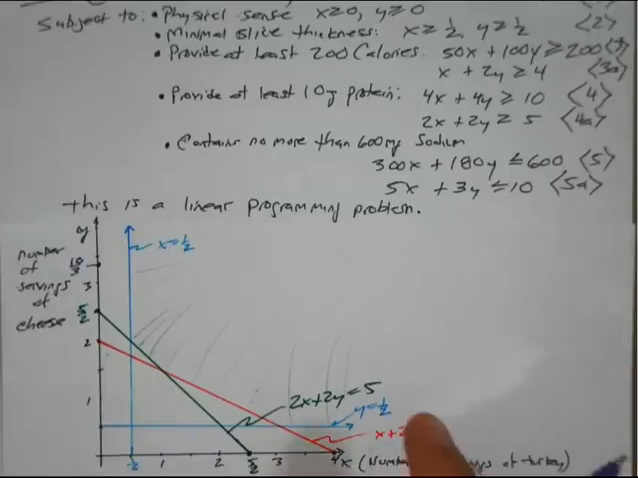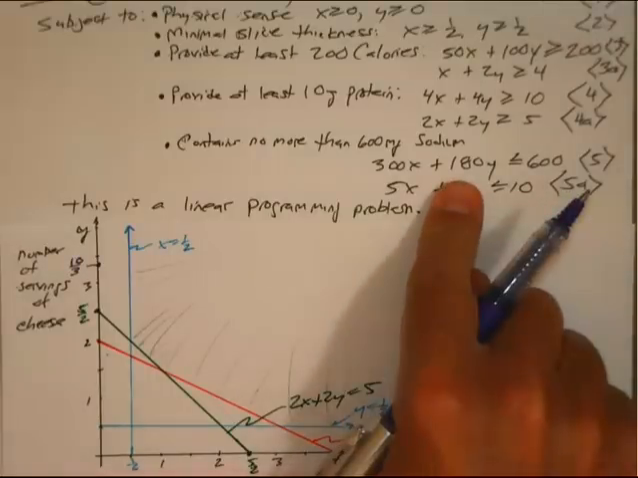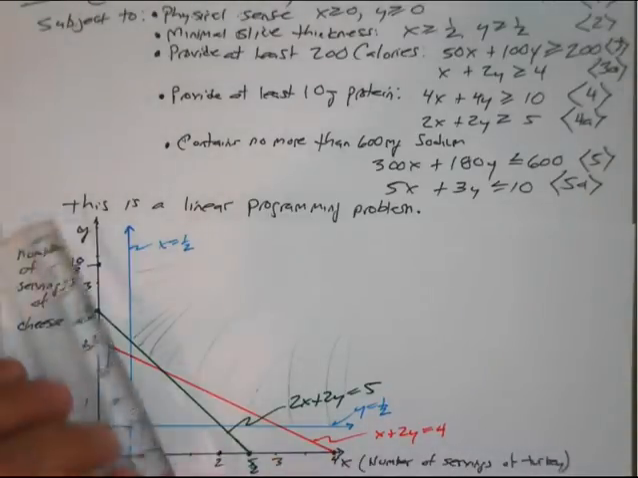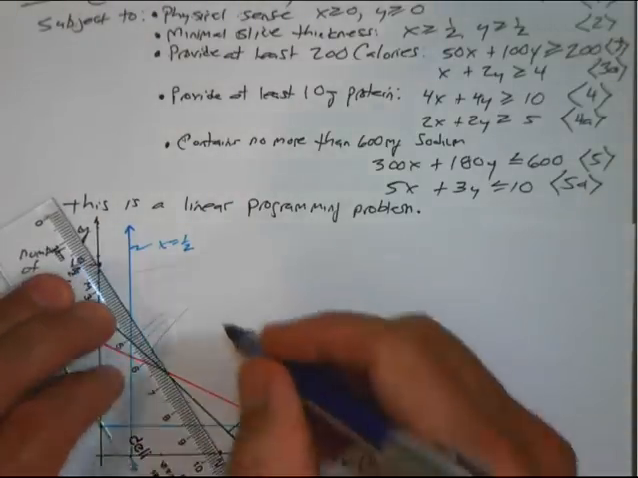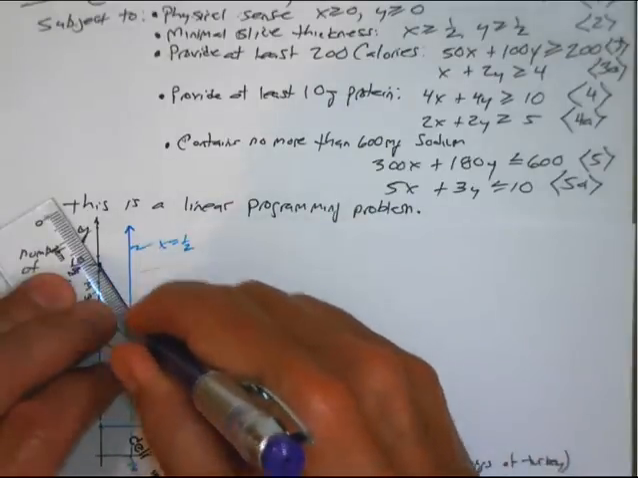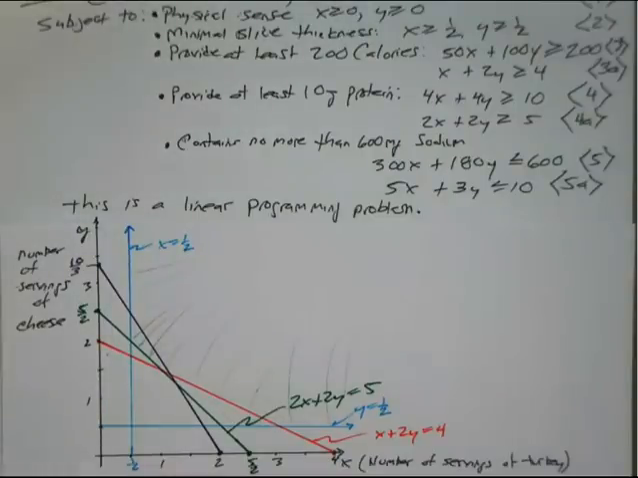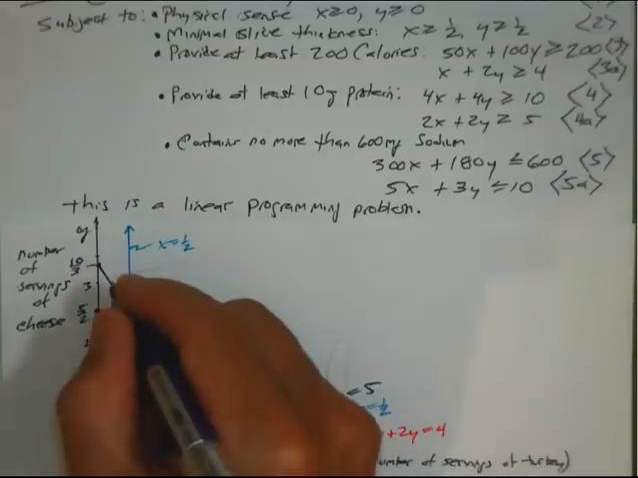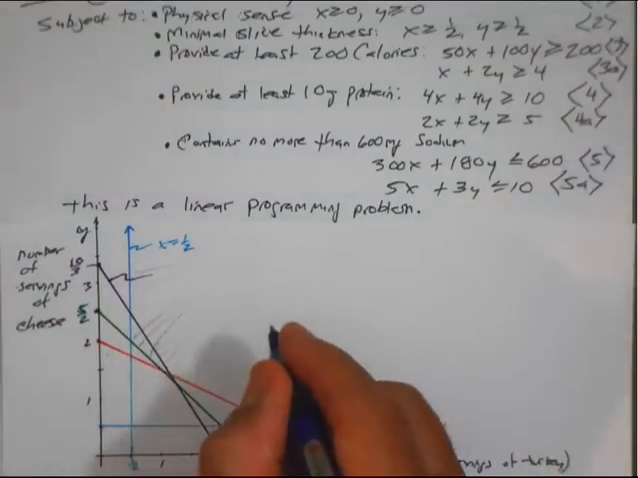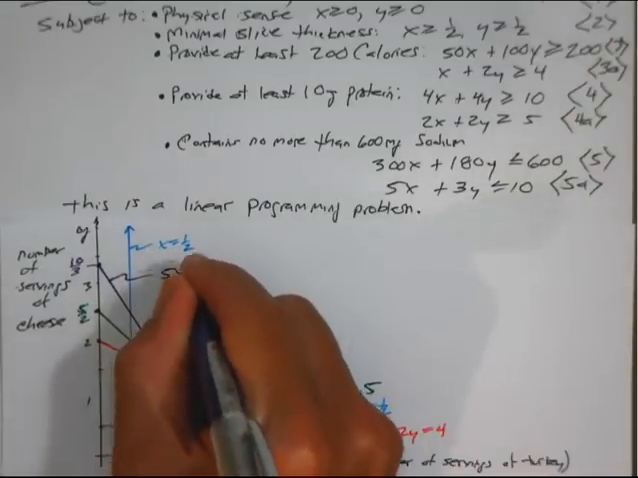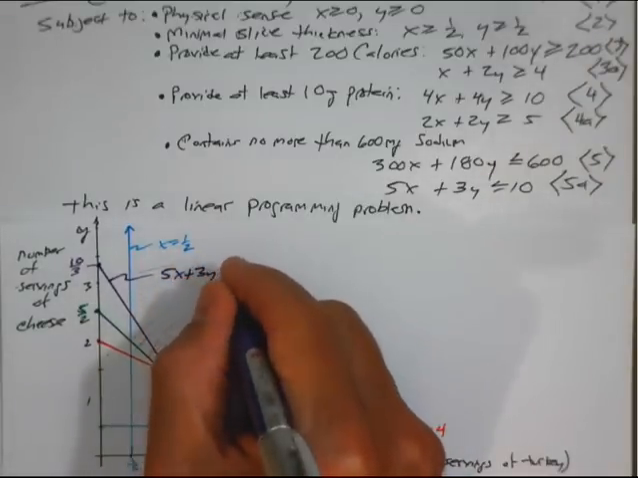If we come back here, let y be 0, x is 2. Okay, right there. Another boundary line. Now, which side of, well, let's label its equation. The boundary line here has the equation 5x plus 3y equals 10.